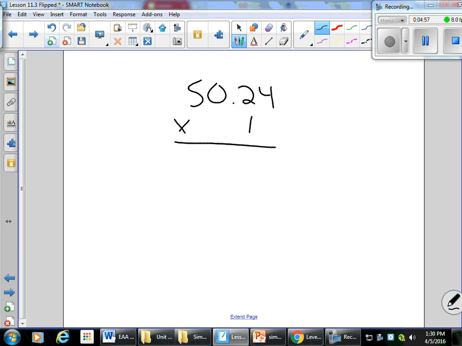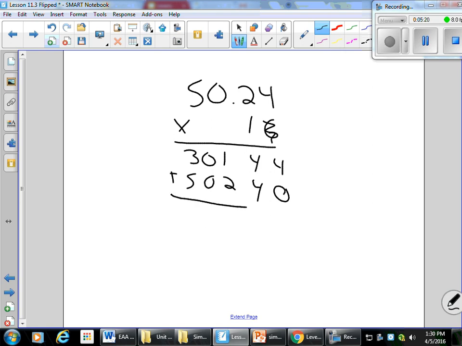4 times 6 is 24. 6 times 2 is 12, plus 2 is 14. 6 times 0 is 0, plus 1 is 1. 6 times 5 is 30. Cross out the 6, put a place value holder on. 4, 2, 0, 5. Go ahead and add these up. 4, 8, 3, 0, 8. Two numbers after the decimal.